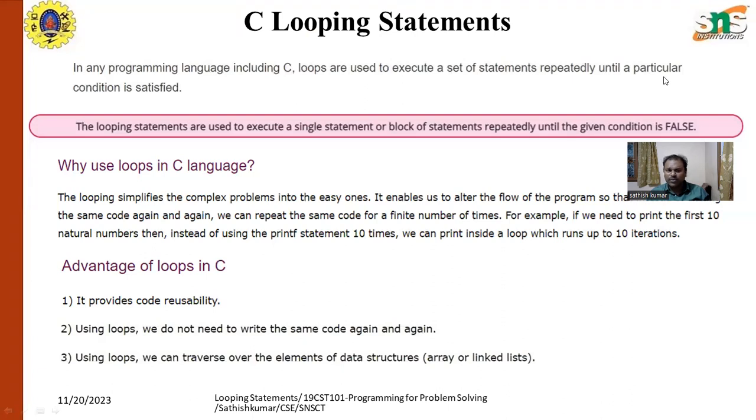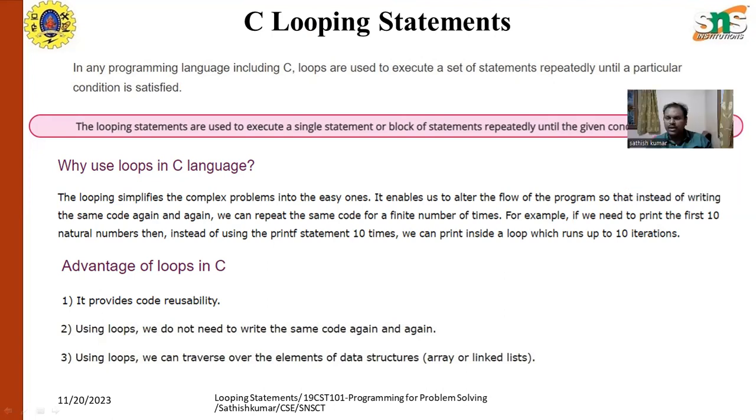So why are we using loops in C language? They turn something complex into something easy. Instead of writing the same code again and again, we can repeat the same code any number of times. We can print the first 10 numbers: instead of using printf statements 10 times, we can use a loop which runs 10 iterations.